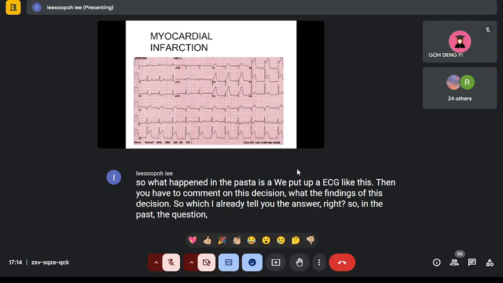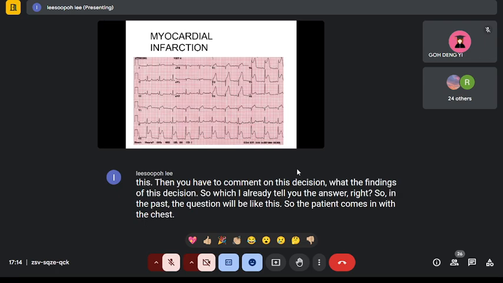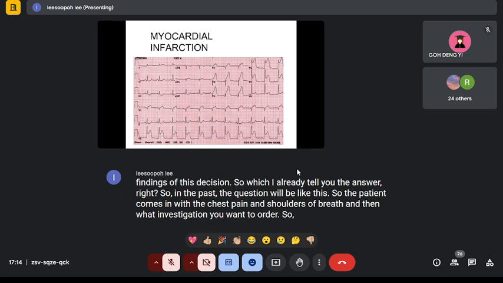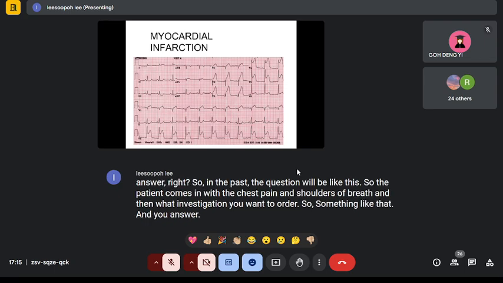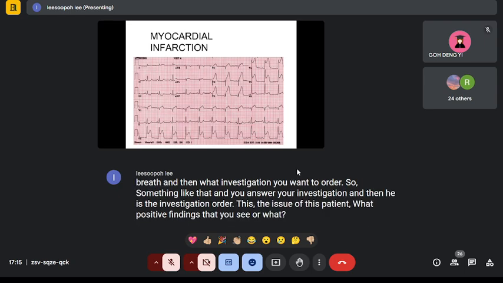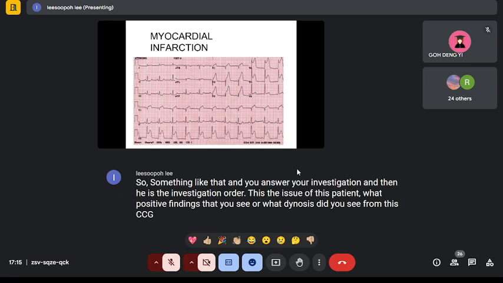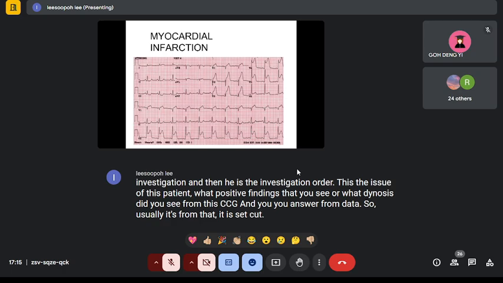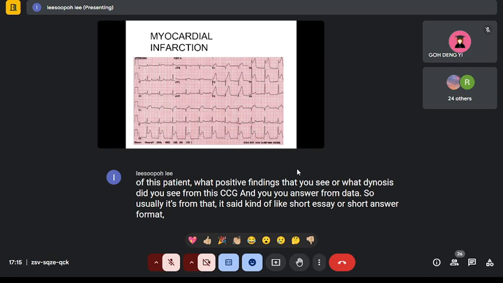So in the past, the question would be like this. The patient comes in with chest pain and shortness of breath, and then what investigation do you want to order? Then you answer your investigation, and then here's the investigation result. This is the ECG of this patient. What positive findings do you see, or what diagnosis do you see from this ECG? Then you answer from that. So usually it's kind of a short essay or short answer format. Okay, any other question?